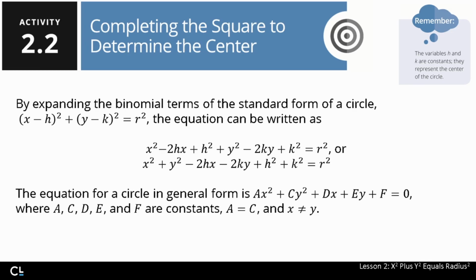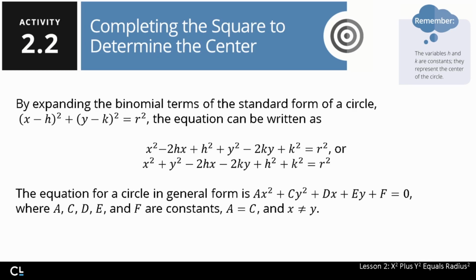x squared minus 2hx plus h squared plus y squared minus 2ky plus k squared equals r squared, right? Or you could separate it differently and put x squared plus y squared minus 2hx minus 2ky plus h squared plus k squared. That's just moving things around, right? And the equation for the circle in the general form is ax squared plus cy squared plus dx plus ey plus f equals 0, where a, c, d, e, and f are constants, right?